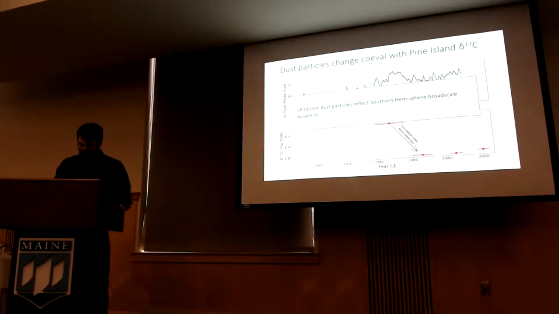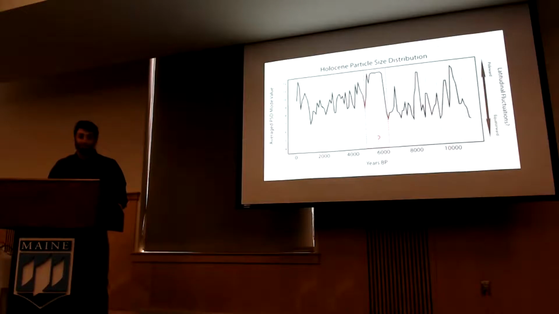And so with that, I think the SPICEcore, South Pole Ice Core, dust particles are reflecting these broad scale southern hemisphere dynamics. When we back that out, looking at the entire Holocene with coarser particles reflecting increased advection of the CO2-rich deep water, it might suggest that the early Holocene, with a general background of finer particles, may be cooler, with decreased advection and a more northerly, latitudinally displaced wind field.